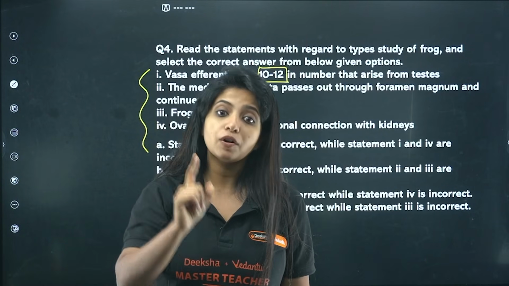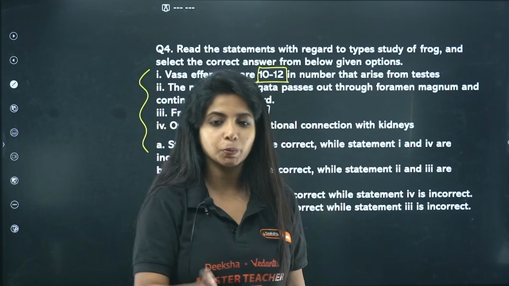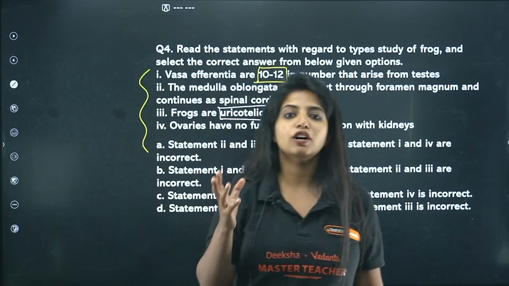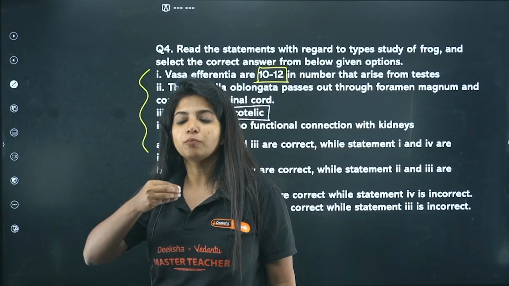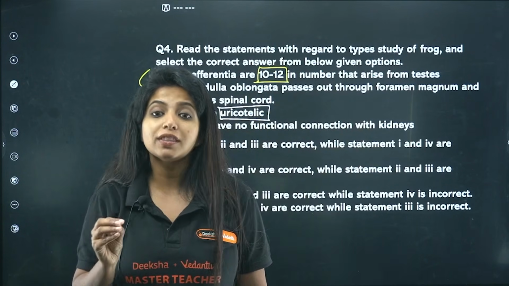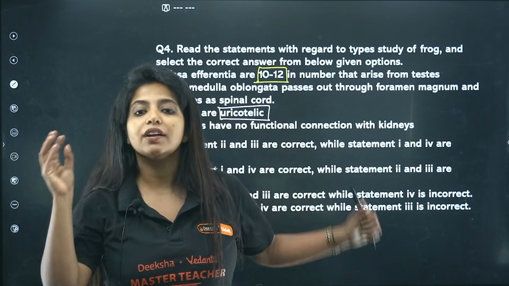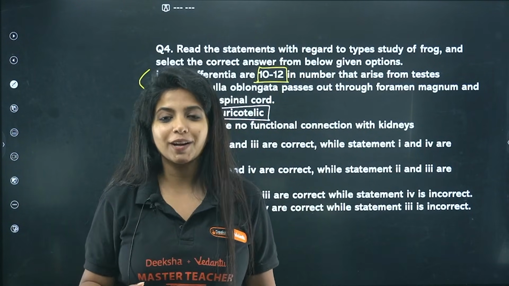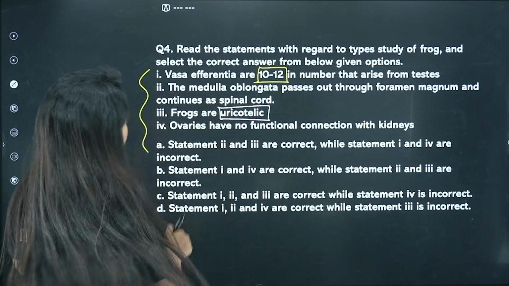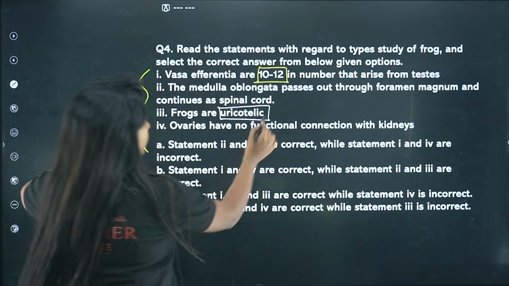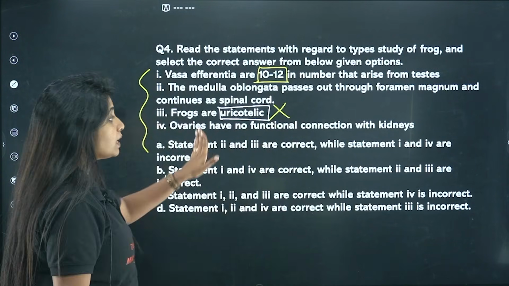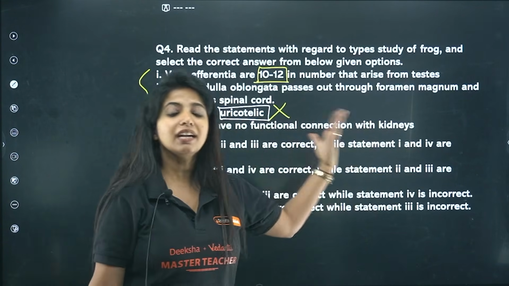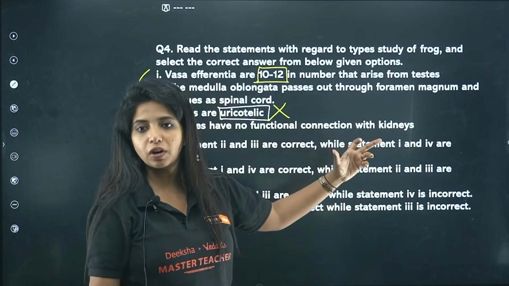Now, talking about the frog. A frog lives in water as well as on land. It does not have any problem with having water out there, or removing some amount of water. So do you think they can be uricotelic? No, they are not uricotelic. Only the organisms which are very much struggling with loss of water would be uricotelic. So this particular option is definitely going to be wrong. Now, ovaries have no functional connection with kidneys. Ovaries are for reproduction, kidneys are for excretion. So obviously there is no functional connection over here.